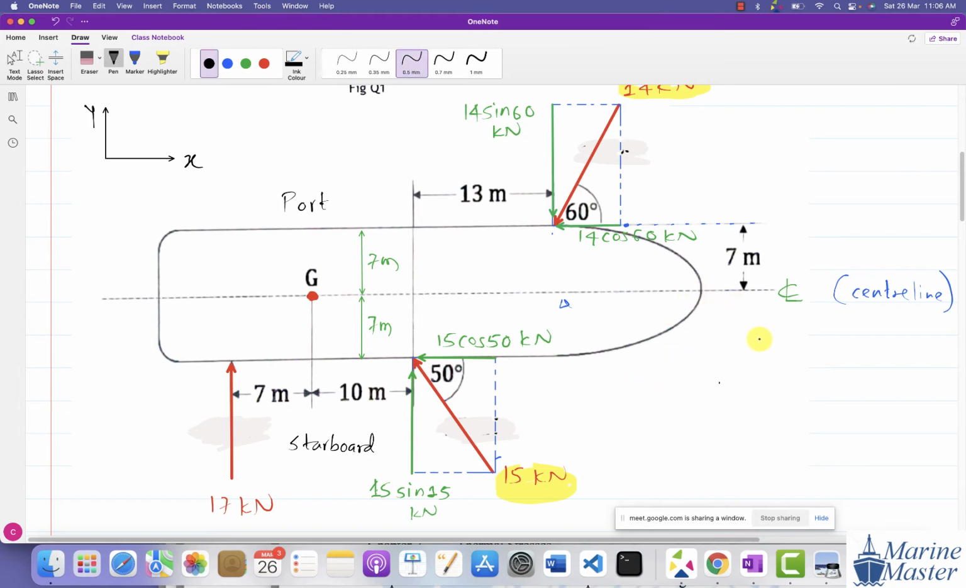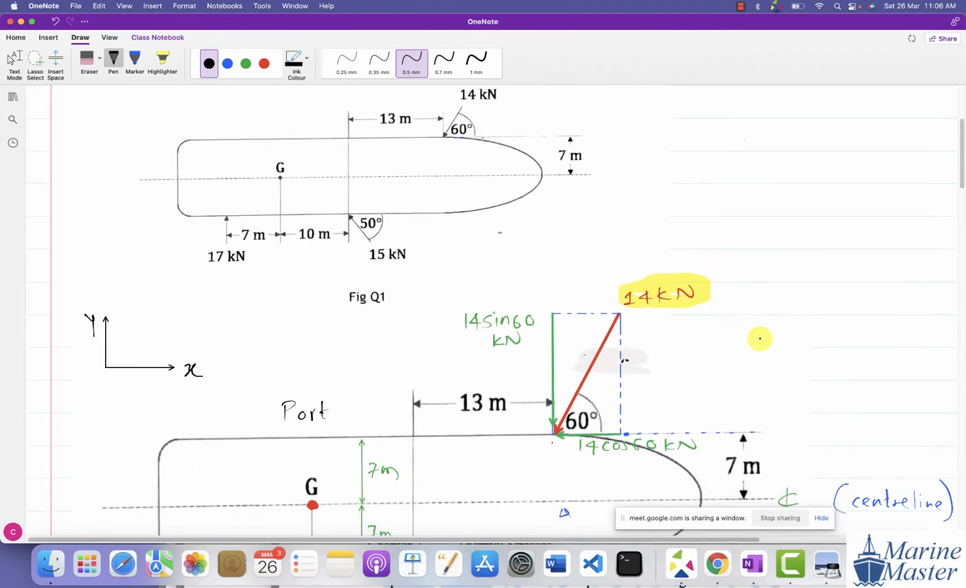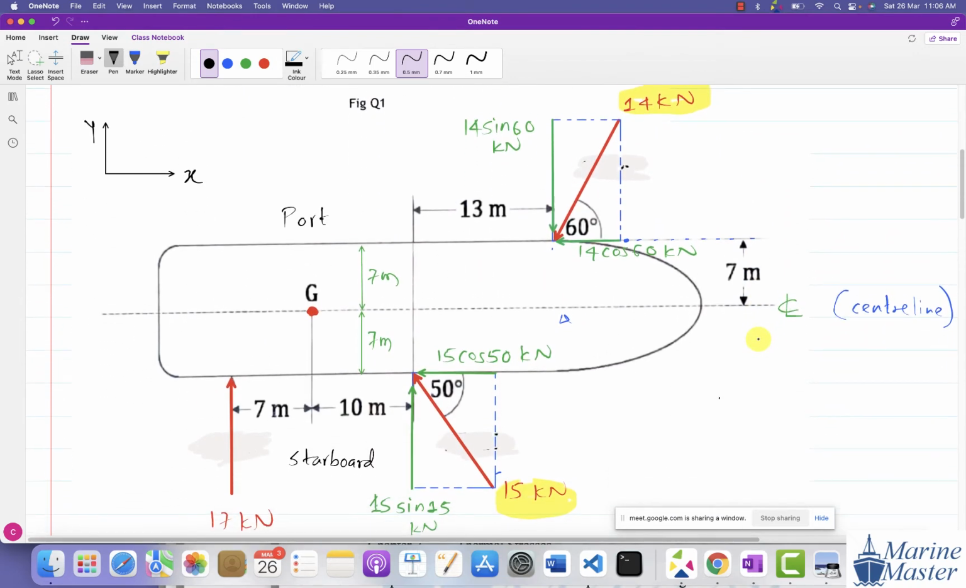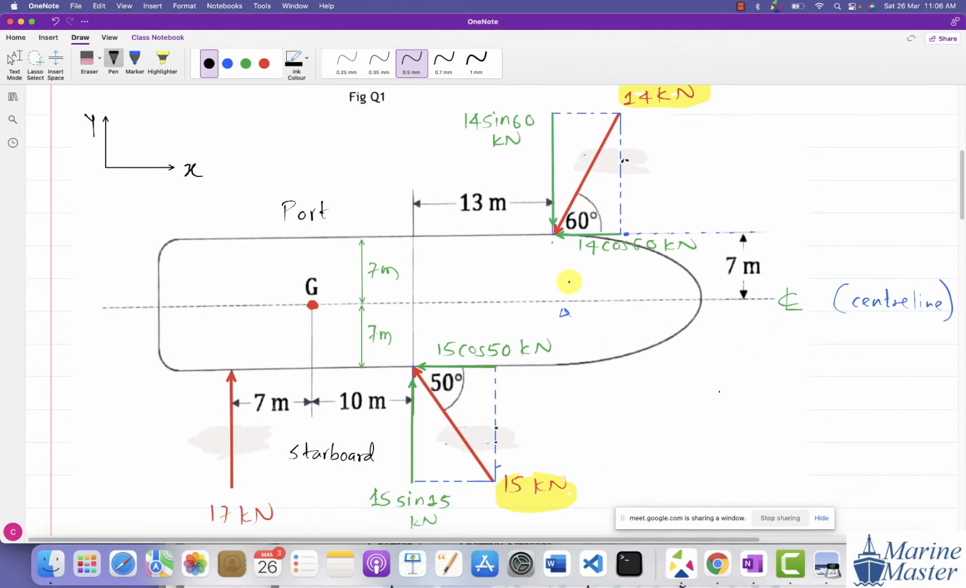No, sir. The bottom of the 15 kilonewton in the figure, is it 15 sin 15, sir? It should be 15 sin 50 degree kilonewton. Oh, here it is a mistake. Yes, it is 15 sin 50, correct. Not 15. Okay, 15 sin 50 kilonewton, sir. Correct. Very good. So this component will become 15 sin 50.